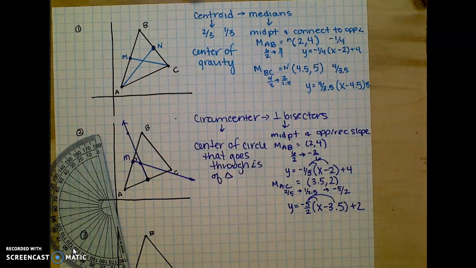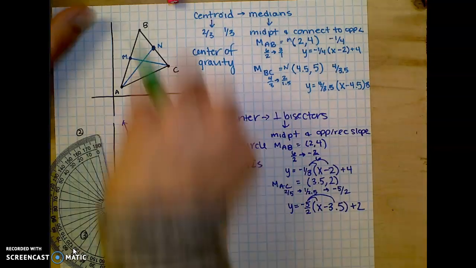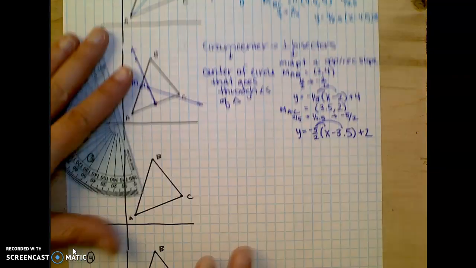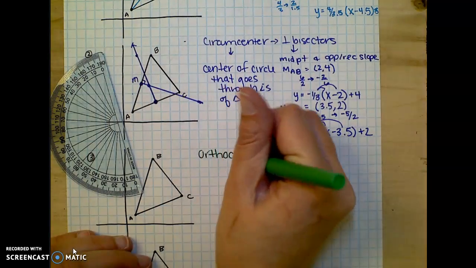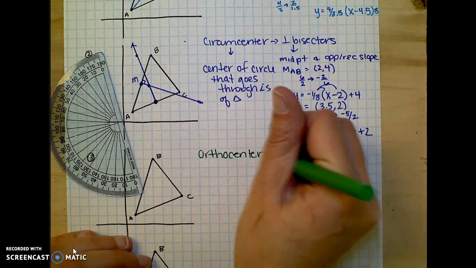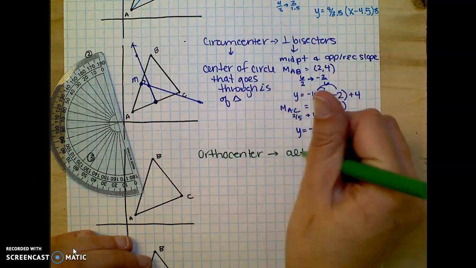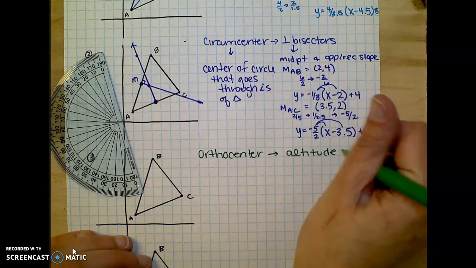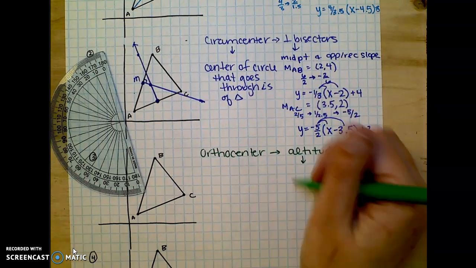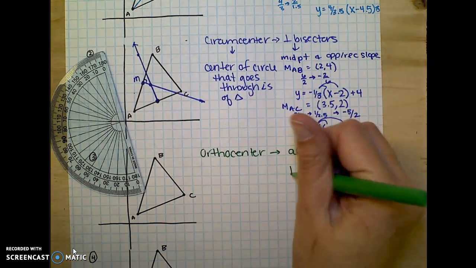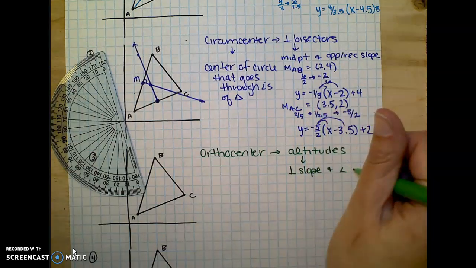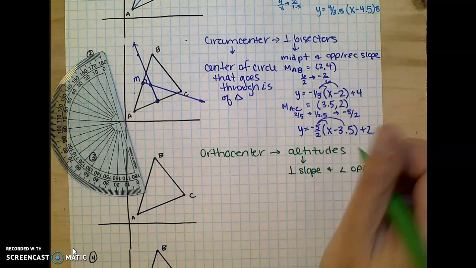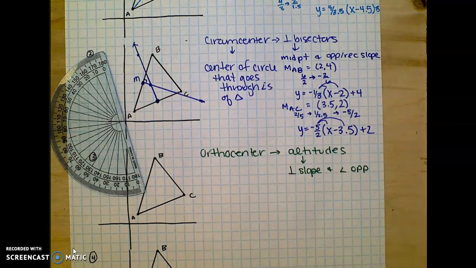Okay? Another one that we might do is the orthocenter. Your orthocenter is created by the altitudes, and your altitudes need perpendicular slope and angle across, or angle opposite. So kind of like the median, but kind of like the perpendicular bisectors.